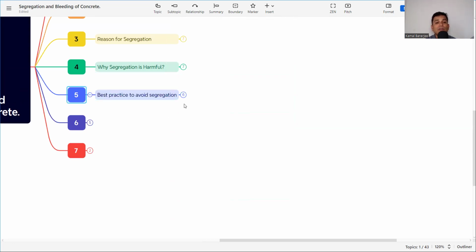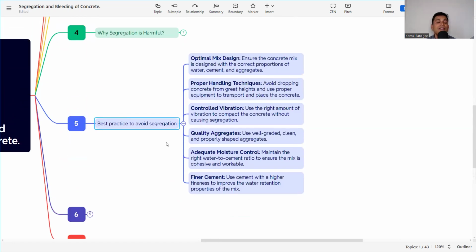Now we need to look at the best practices to avoid segregation. Our target is to make our concrete as per the design criteria as well as the ड्यूरेबिलिटी क्राइटेरिया. तो हमने जान लिया कि सेग्रीगेशन गलत है, सेग्रीगेशन हार्मफुल है, ब्लीडिंग गलत है, ब्लीडिंग हार्मफुल है.